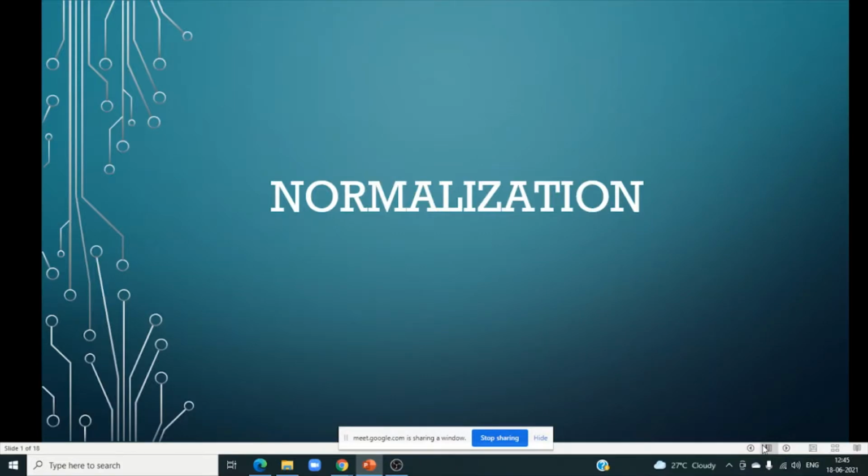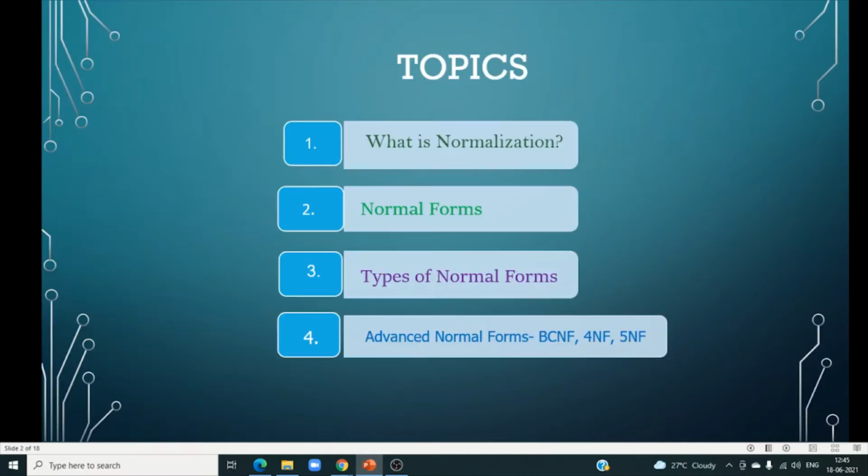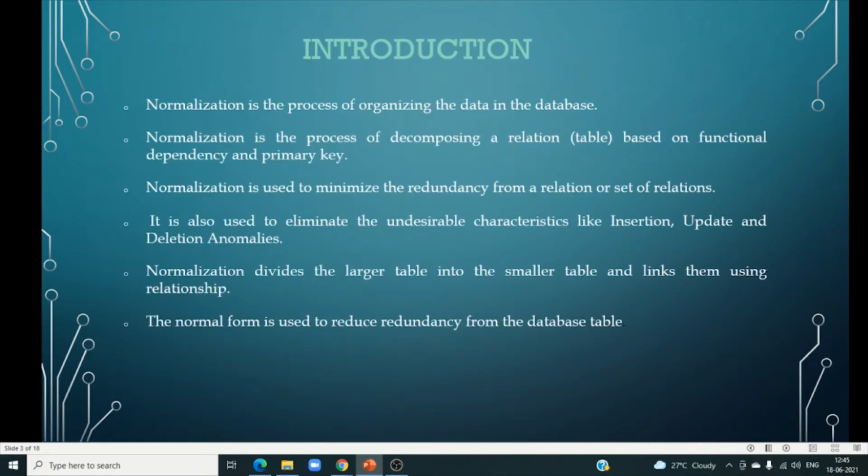Okay, today we will learn about normalization, and in the previous class we already learned about normalization and what the different normal forms are. In this class we will learn about the advanced normal forms. What are the different advanced normal forms? We have BCNF, fourth normal form and fifth normal form. In the previous class we learned about the three normal forms: first normal form, second normal form and third normal form.